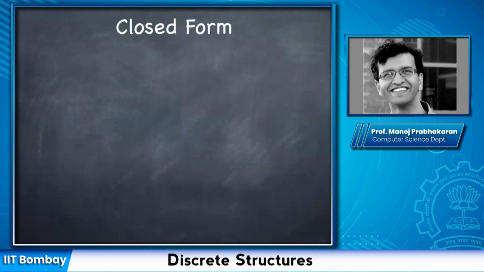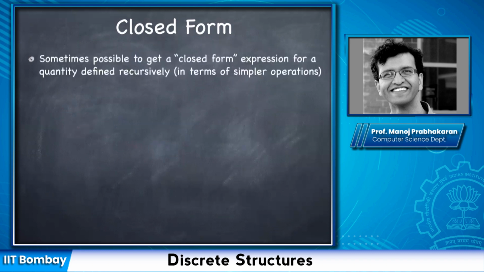All right, so even without having a closed form expression, the recursive definition is already good enough to be able to say various things about quantities that are defined inductively. But sometimes you would like to get a closed form, or sometimes you can get a closed form expression of a recursively defined quantity in terms of simpler operations. Okay. So here is another example.